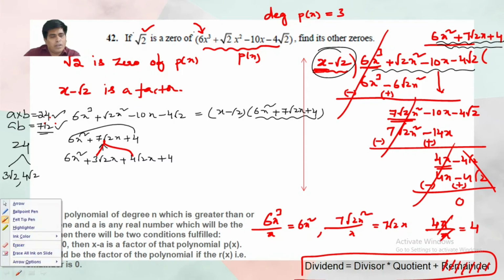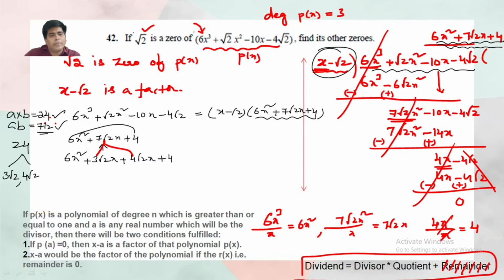Now we can take the common. So in this question we can take 3 root 2 common. 3 is also there, 2 is also there. We can take 3 root 2. Better I will write it here. This 6 can be written as 3 into 2. Again that 2 can be written as root 2 into root 2.